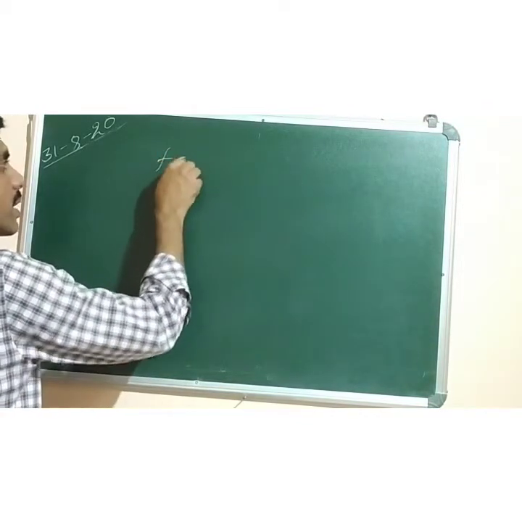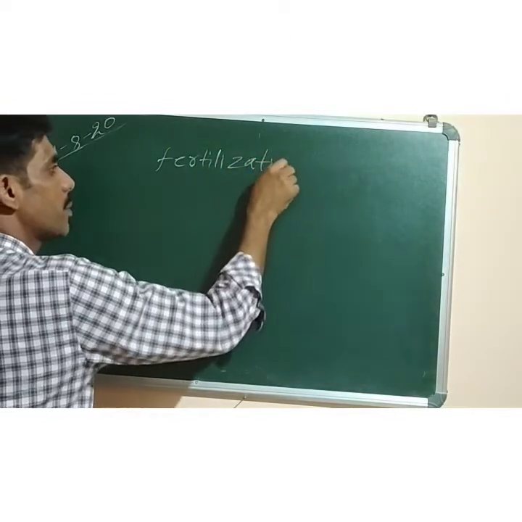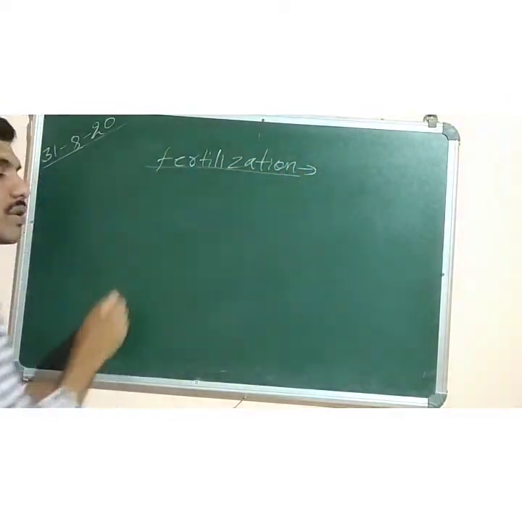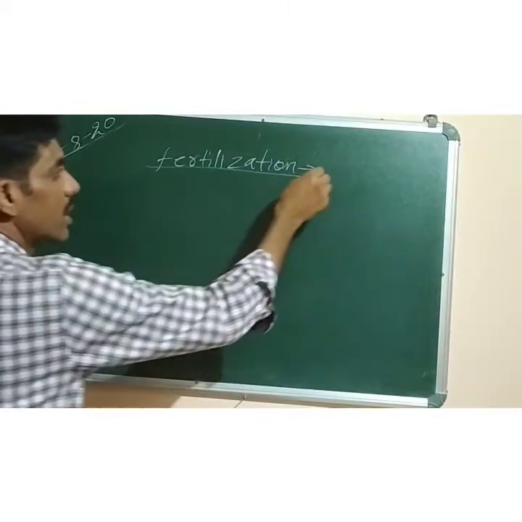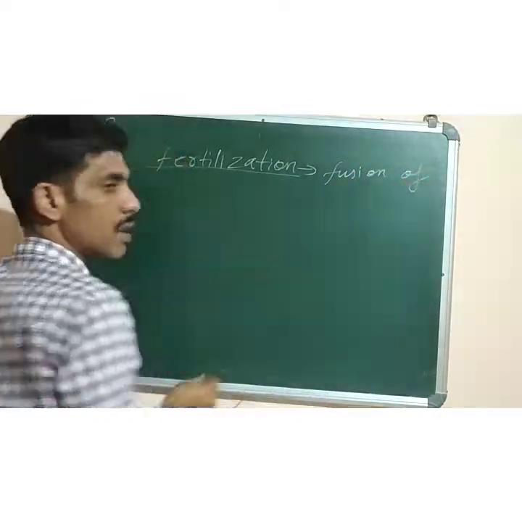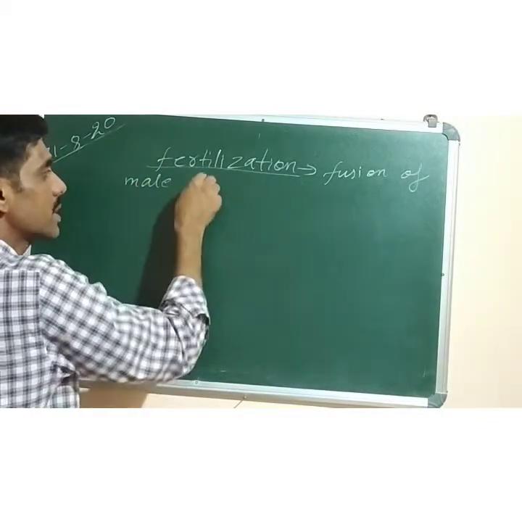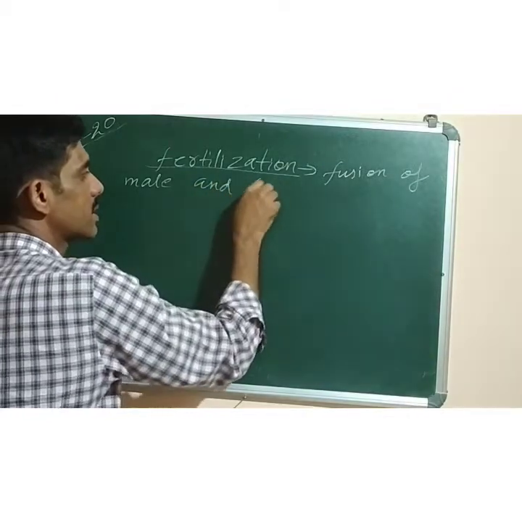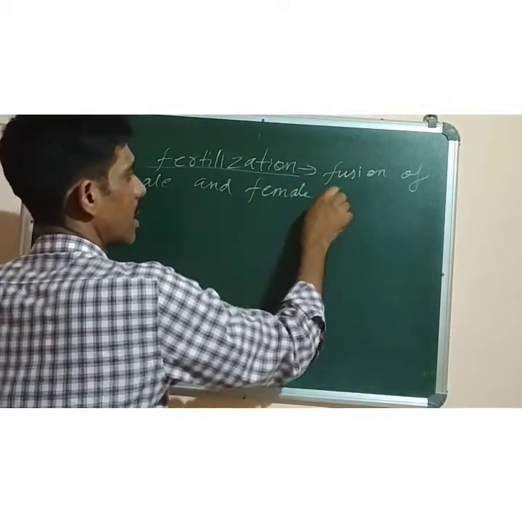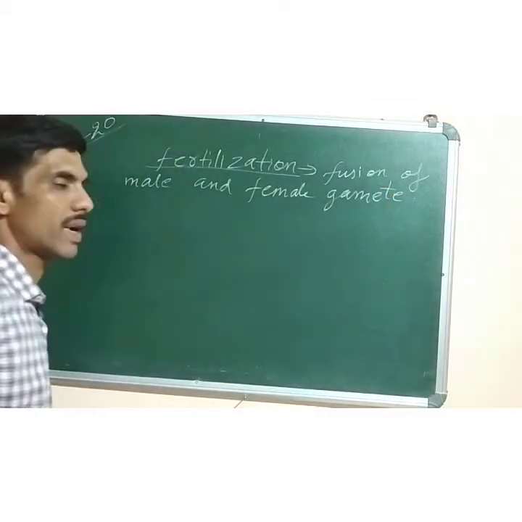Okay, the next topic we have to do is fertilization. What is fertilization? Fertilization is the fusion of male and female gametes. That is, in case of flower, it is the fusion of the male gamete, the pollen, and the female gamete, the egg cell, to form a zygote. This is called fertilization.